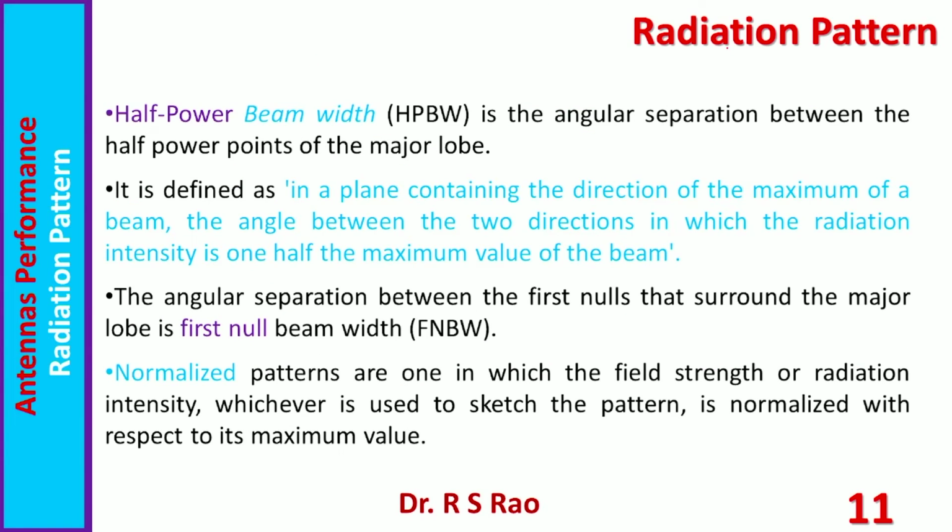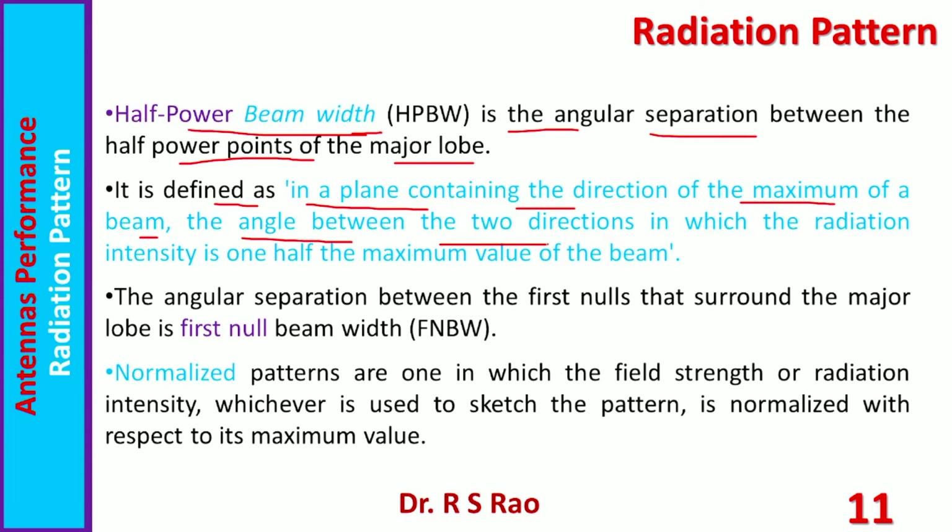Some more terms pertaining to pattern. Half power beamwidth is the angular separation between half power points of the major lobe. It is defined as, in a plane containing the direction of maximum of the beam, the angle between the two directions in which radiation intensity is one half the maximum value of the beam. This is the basic definition of half power beamwidth.